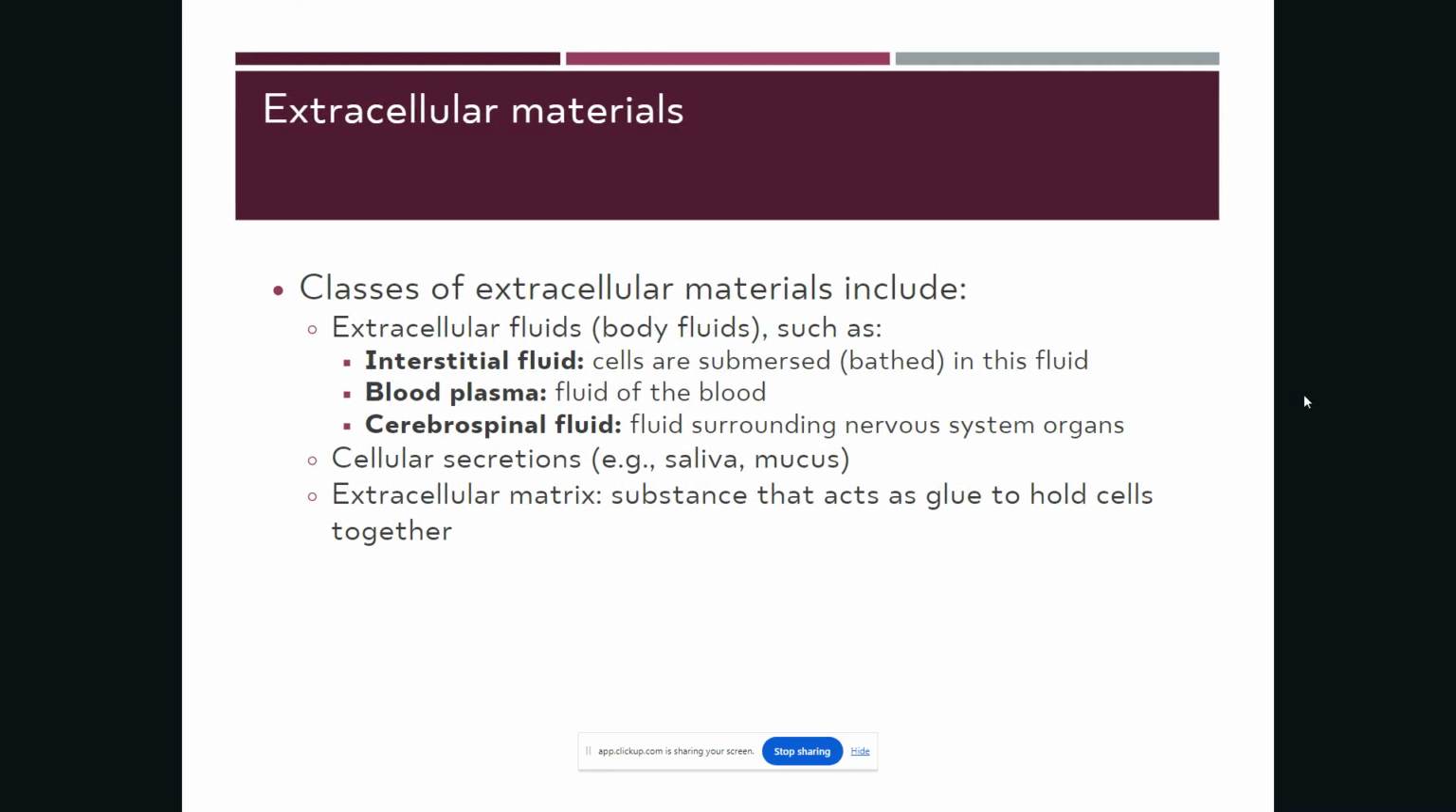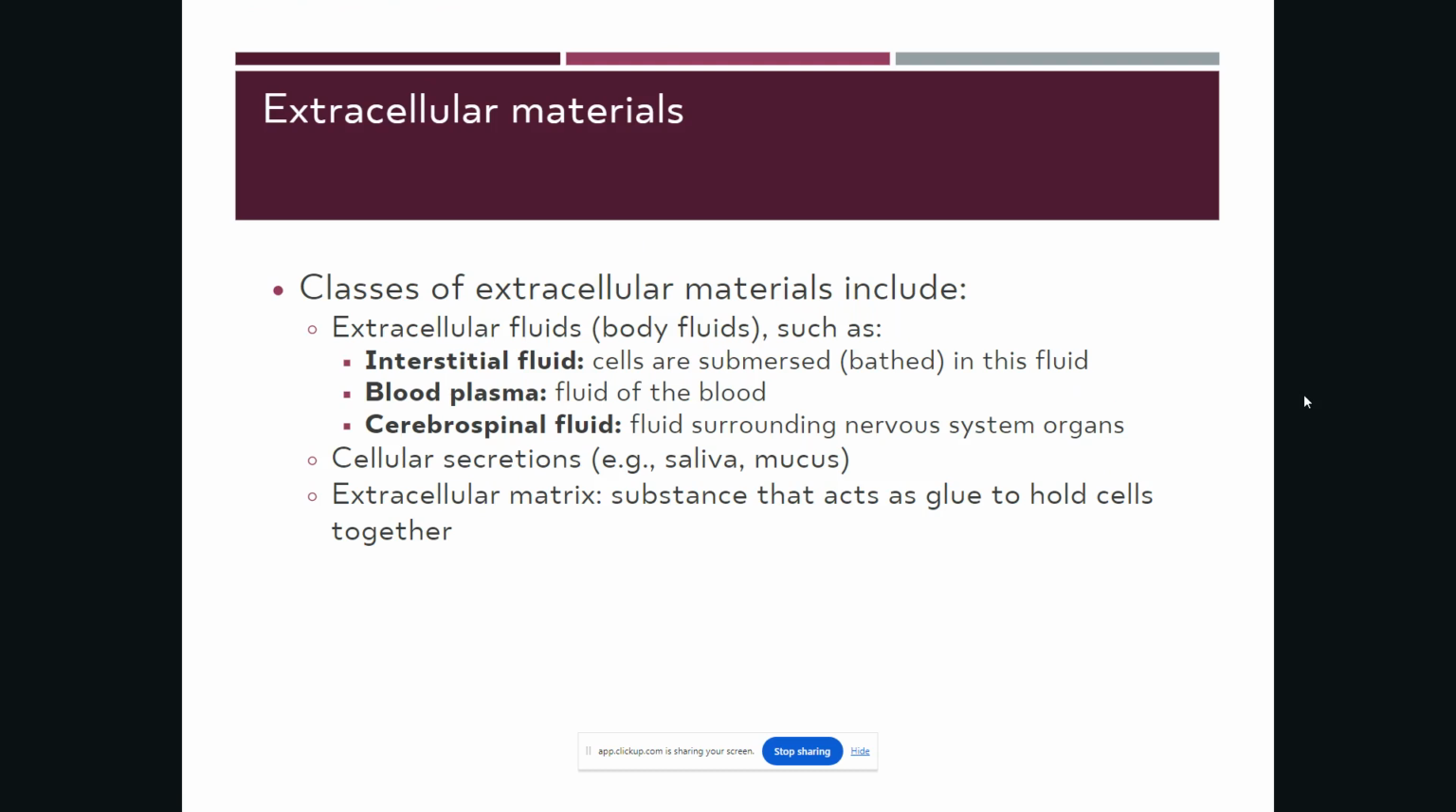What are some examples? Well, interstitial fluid, kind of a fluid that cells are bathed in. Blood plasma, which is mostly water, and that's the fluid of the blood. And cerebrospinal fluid, both within and surrounding other nervous system organs, like the brain and spinal cord. Other cellular secretions like saliva and mucus and sweat also count as extracellular material because they're secreted from the cell to the outside, or extracellular space.